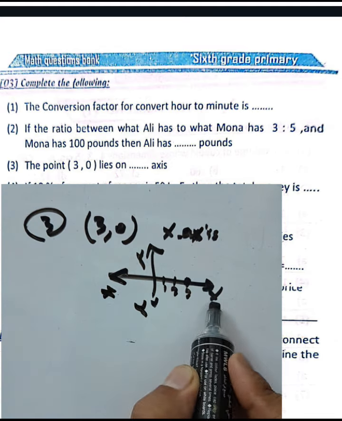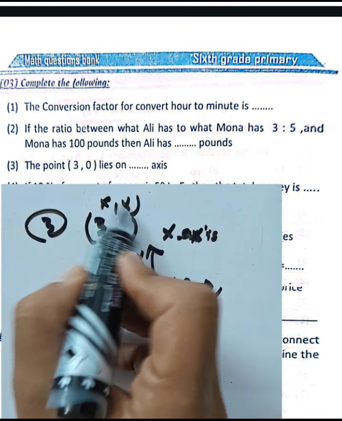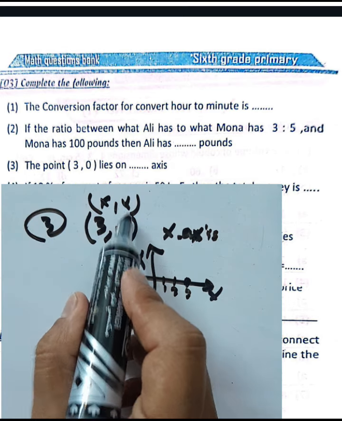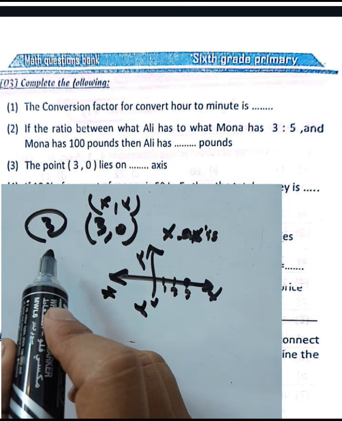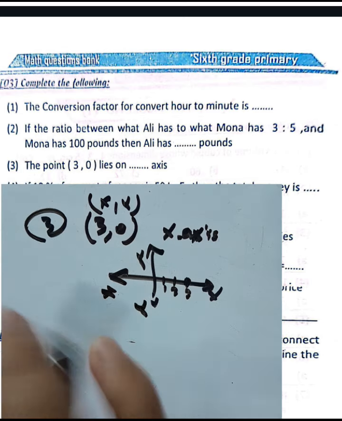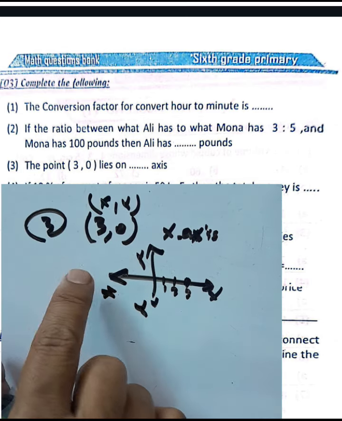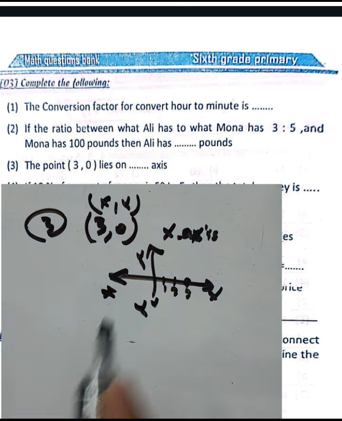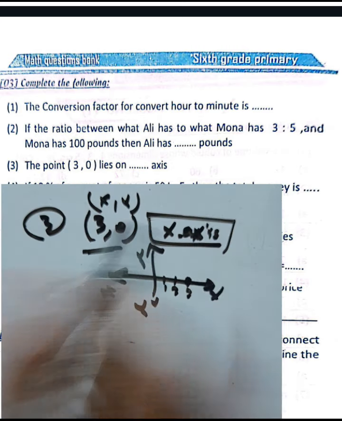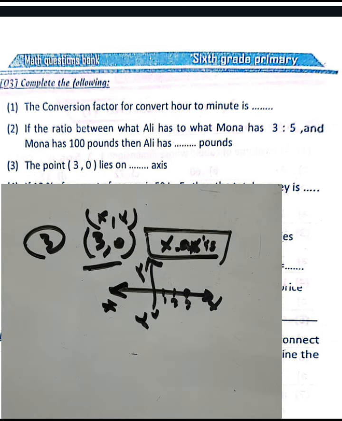It lies in the x-axis because of the order of any point, x and y. If y equals 0, then the point lies in the x-axis. And if the first projection, x, is 0, then this point lies in the y-axis. So (3, 0) lies in the x-axis. Okay, understood?